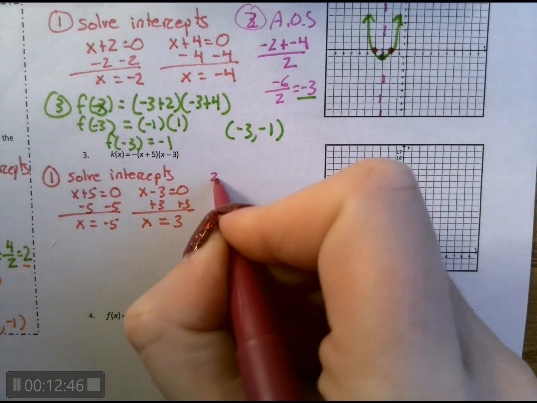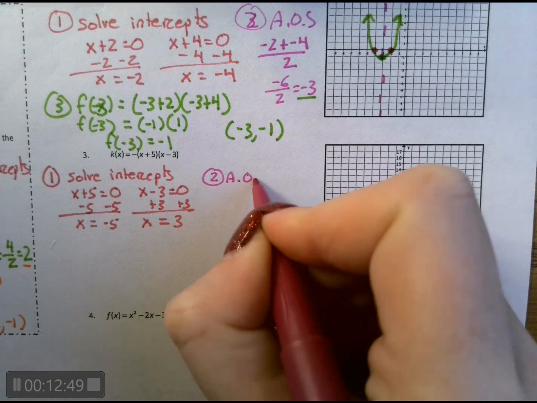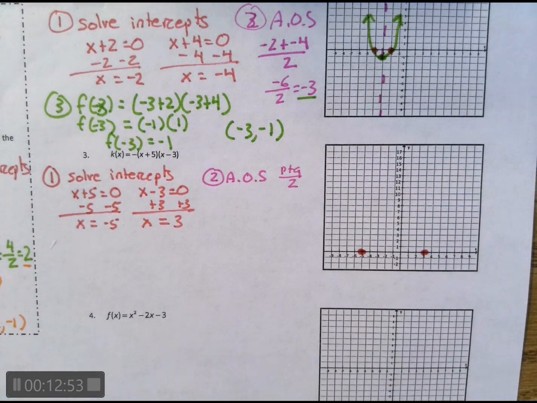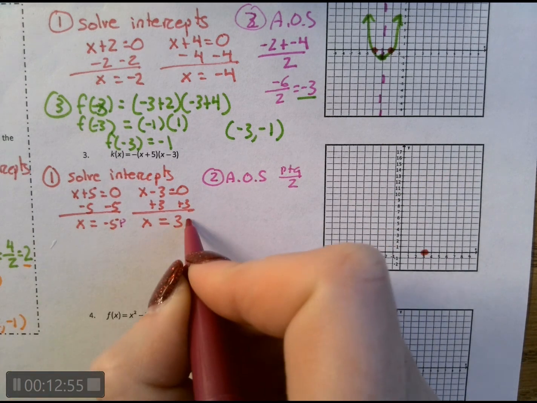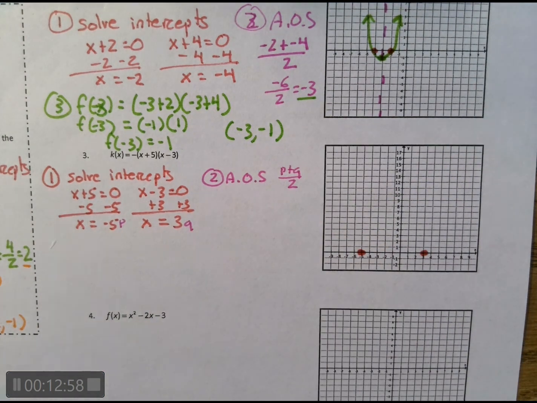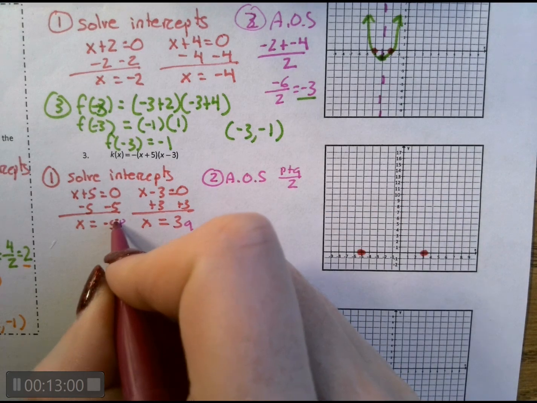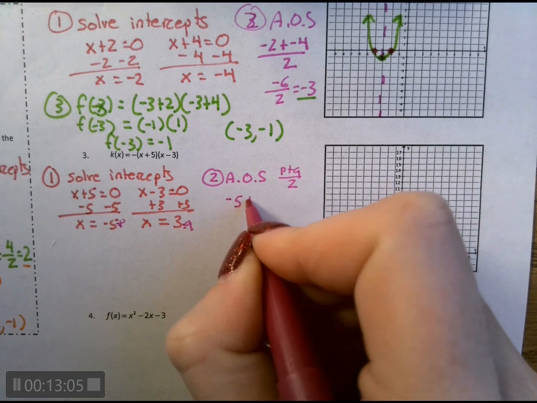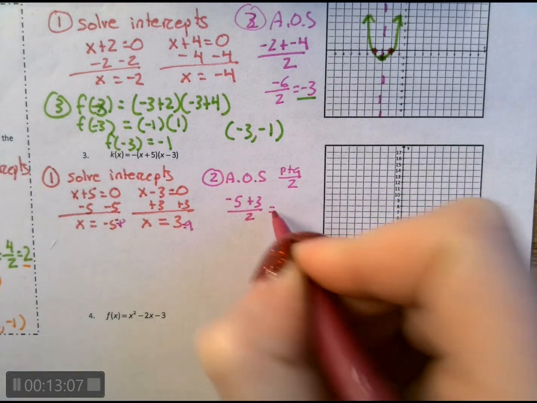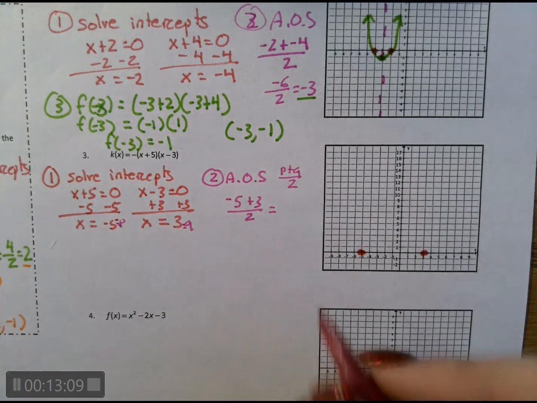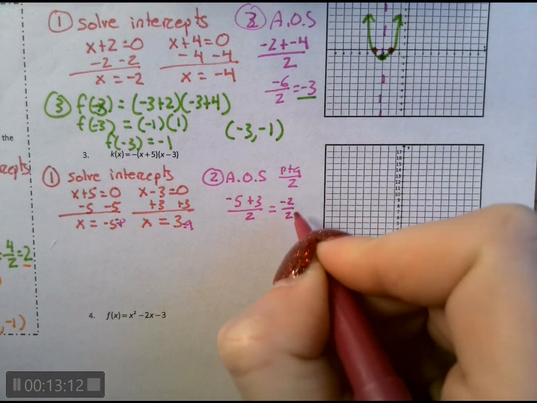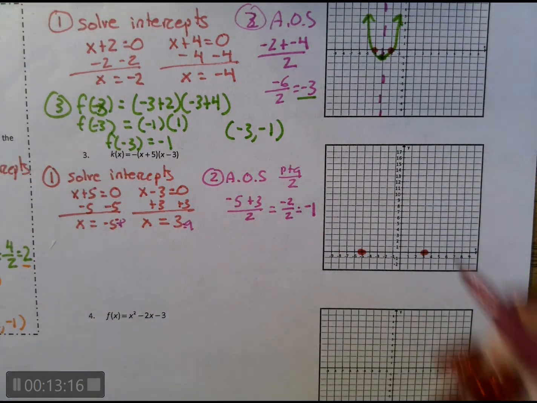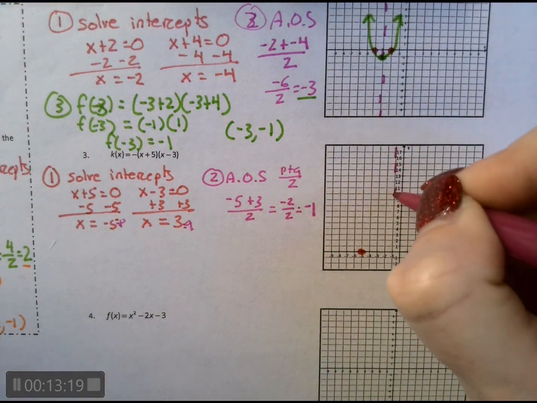And then for step 2, axis of symmetry. Remember, this is p plus q divided by 2, where this is my p and this is my q. Alright. So then I have negative 5 plus 3 over 2. Negative 5 plus 3 will give me negative 2 divided by 2, which equals negative 1. So then I have an axis of symmetry at negative 1.